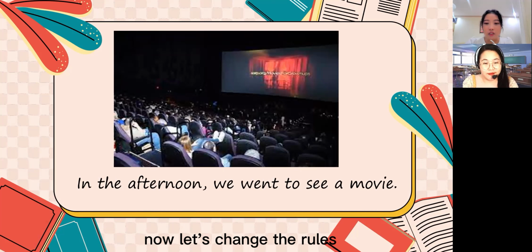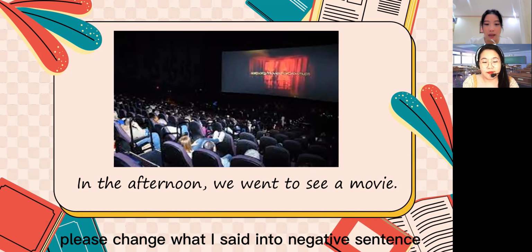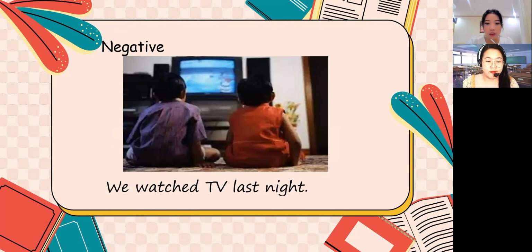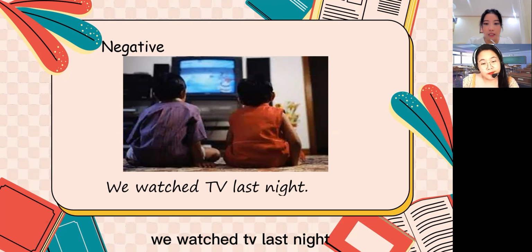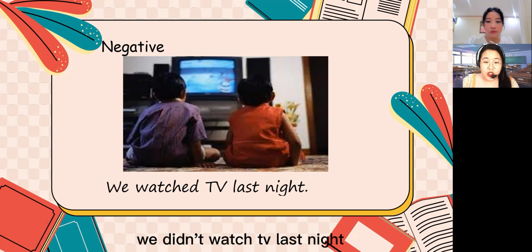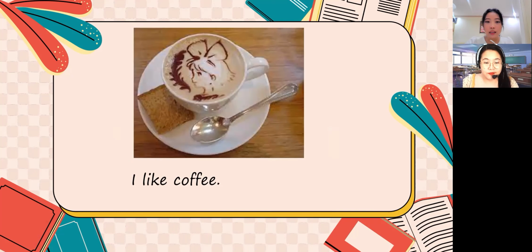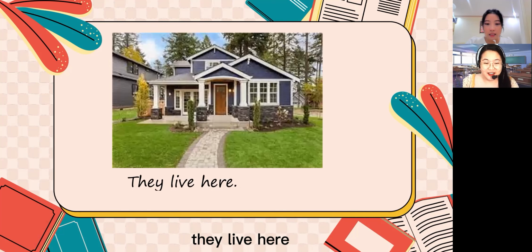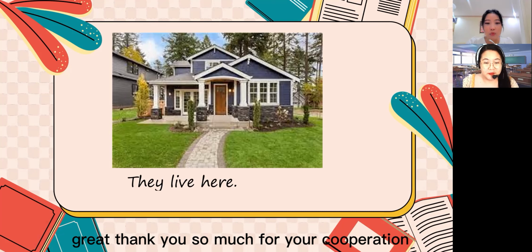Now, let's change the rules. Please change what I said into negative sentences. Okay. We watched TV last night. We didn't watch TV last night. I like coffee. I don't like coffee. They live here. They don't live here. Great. Thank you so much for your comprehension.